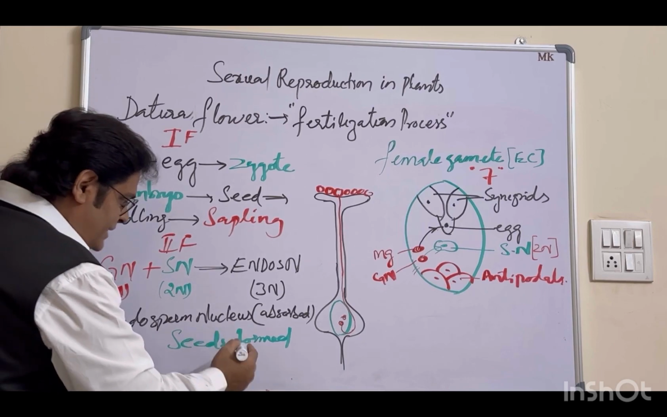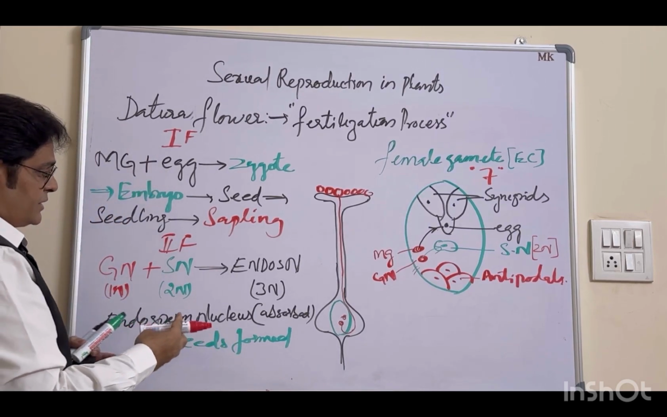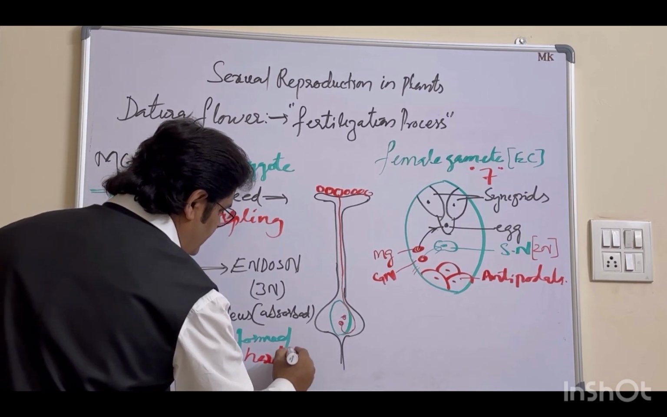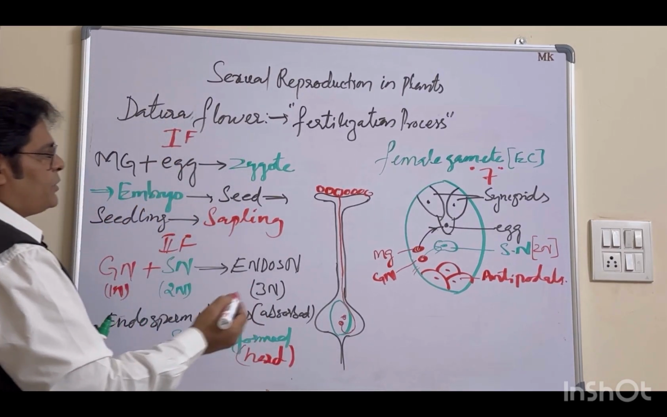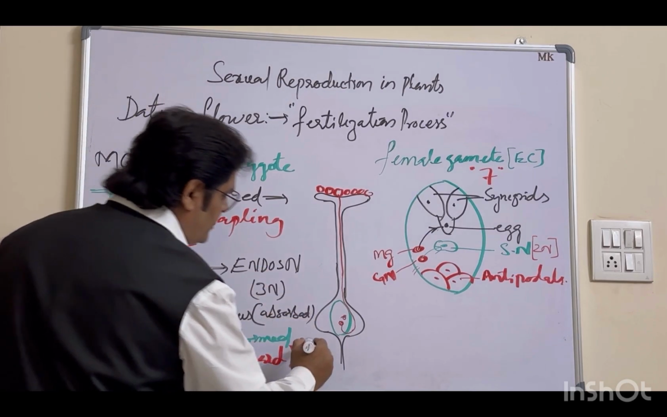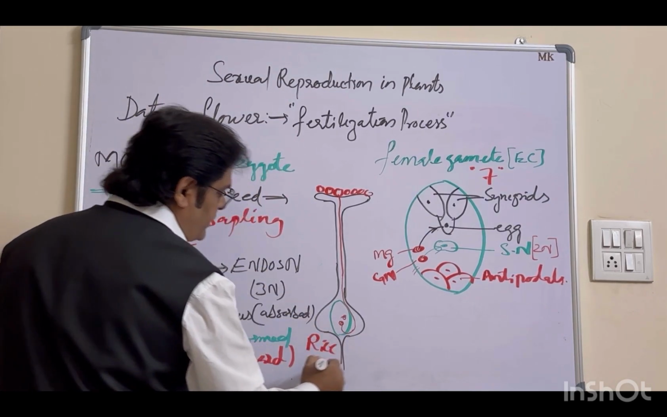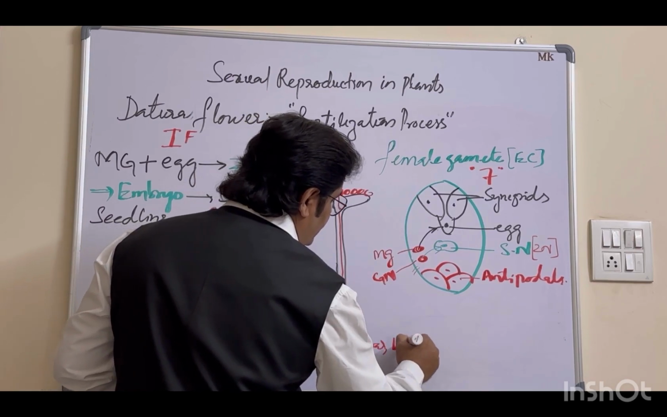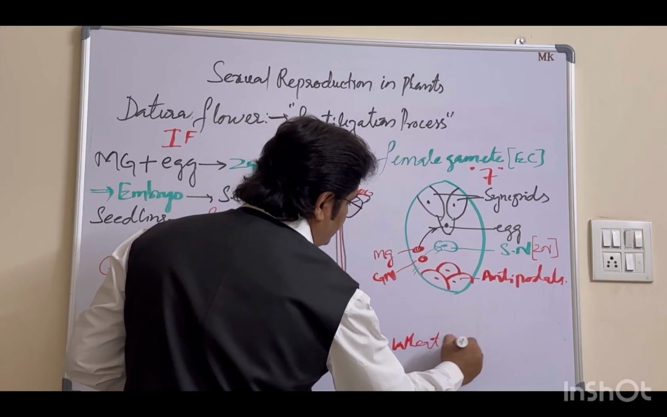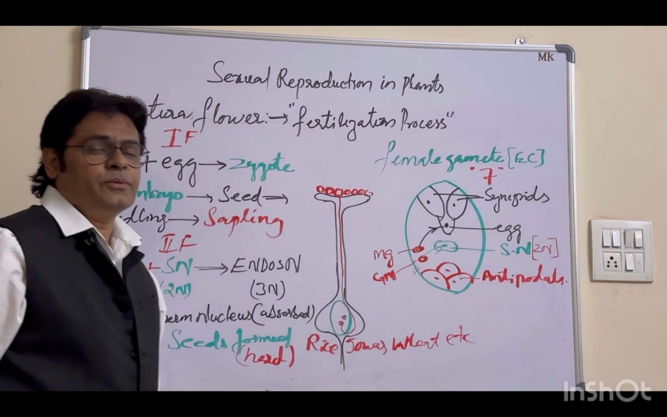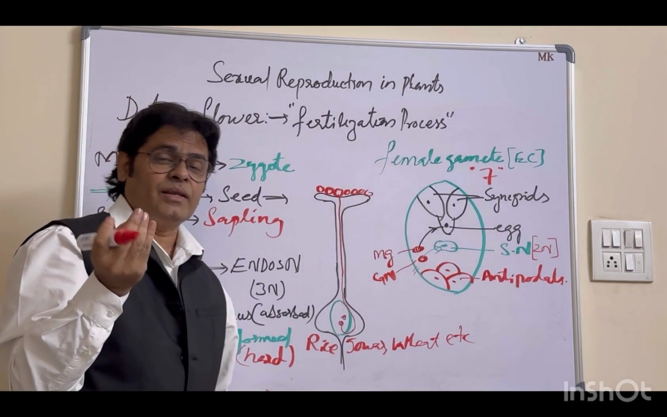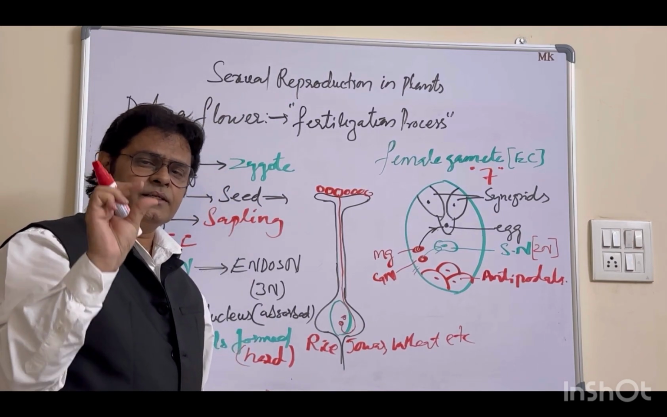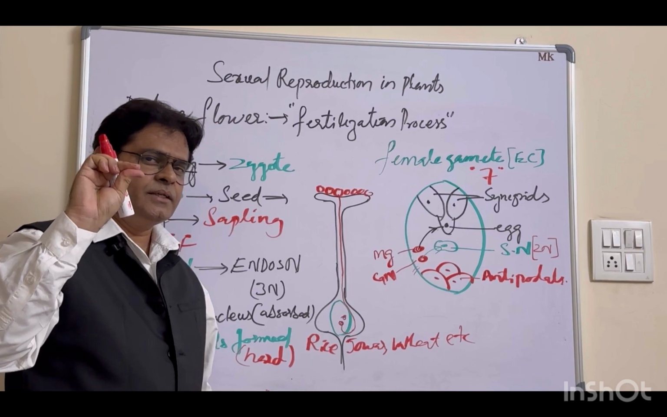Clear? So those seeds will be very hard in structure. They'll be hard in nature. What examples can you tell for the hard? Here, rice is there, and jowar is there. Wheat is there, etc. All the seeds will be very tough, very hard. Chawal, see how tough it is. Wheat is there, jowar is there. They'll be hard to touch. Very hard seeds are formed here.